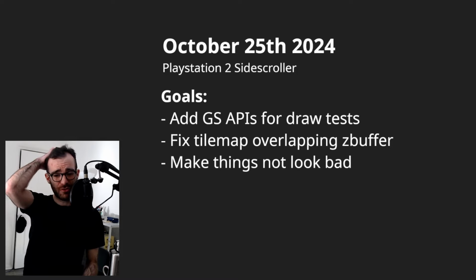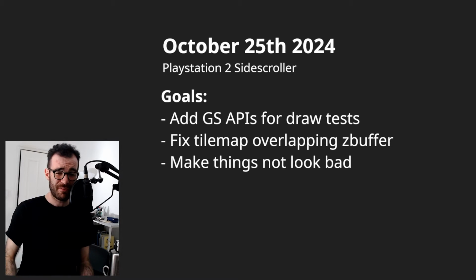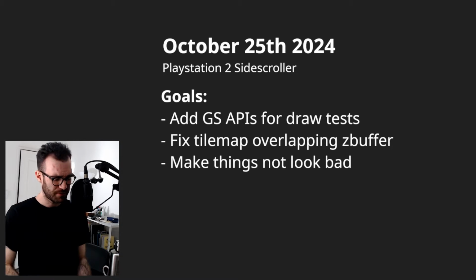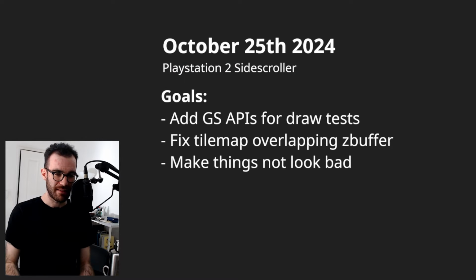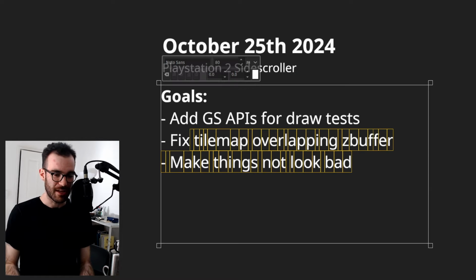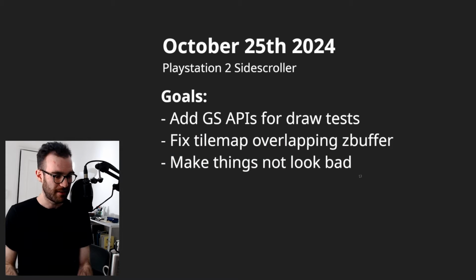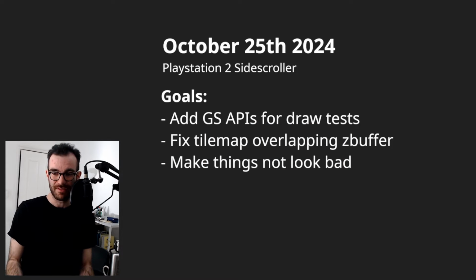Once we have that, we're going to try and make sure that our textures no longer overlap the Z buffer. We're going to make sure the Z buffer is in the correct place and not randomly moved to somewhere else. And then if we do that, we have the very noble goal of making things not look bad, because that would be really nice. Currently, everything looks a bit garbage, so we'll have to see.